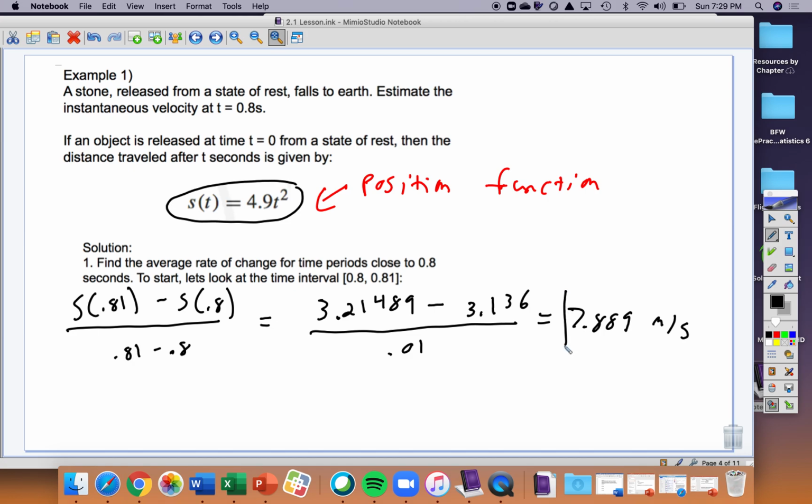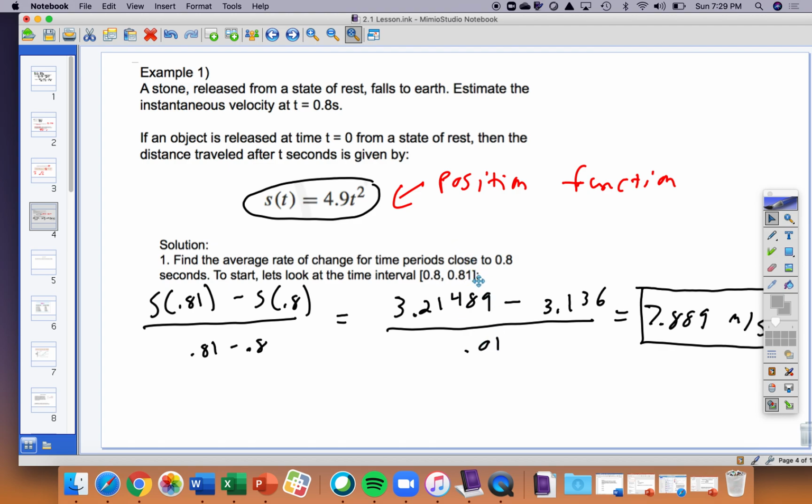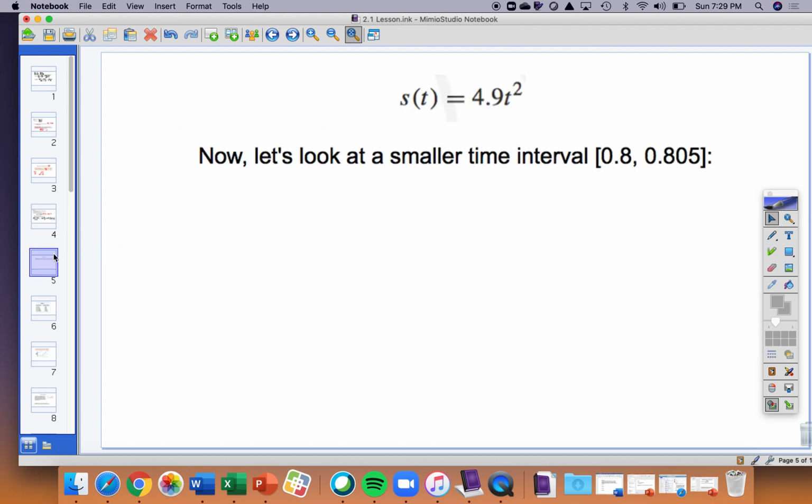This is the average velocity that the stone is falling between this very close time interval, 0.8 and 0.81 seconds. Now, is that the instantaneous velocity at 0.8 seconds? No, but it's very close. Well, we're actually able to get even closer. Here, we looked at the difference of 1/100th of a second. Let's look even closer. Instead of 1/100th of a second, let's look at the difference between 0.8 and 0.805. So it's 5/1000ths of a second. We're going to do the same thing.